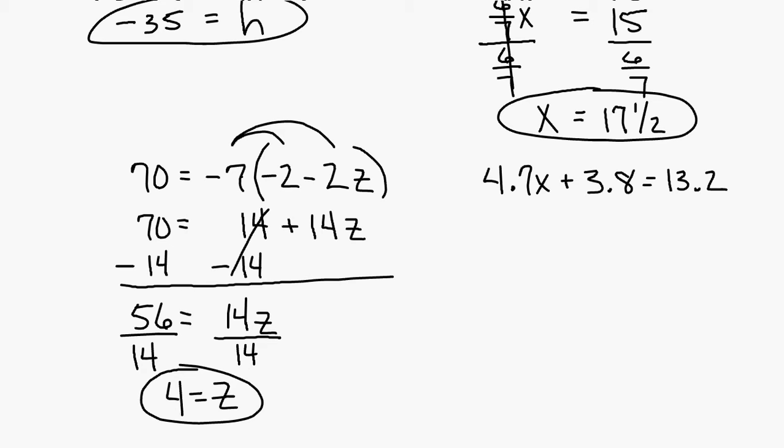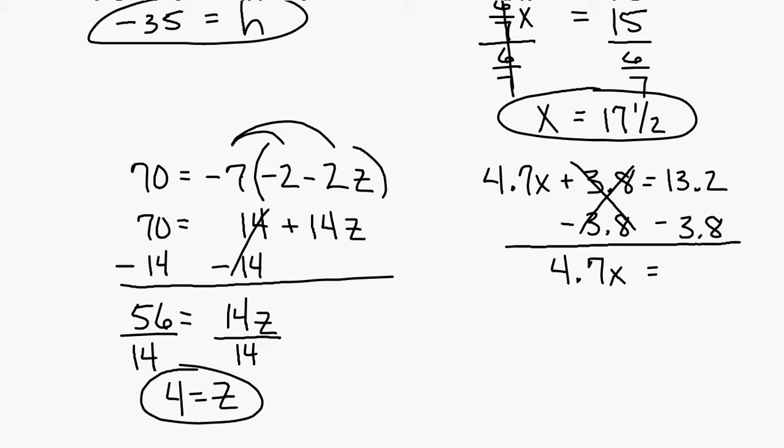All right, in this problem, your first step is to subtract 3.8 from each side. The 3.8s on the left-hand side cancel out. So 4.7x is equal to 9.4. The next step is to divide each side by 4.7. The 4.7s cancel out. And x is equal to 2.